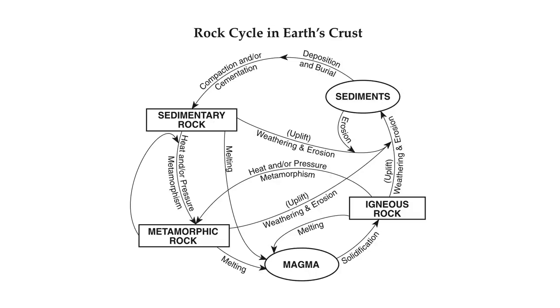Igneous can be weathered and turn into sediments, which can become sedimentary rock. Igneous could also be exposed to heat and pressure, turning it metamorphic. Igneous could even melt and form a new igneous rock. And so that's how the rock cycle works. Rocks have been continuously changing from one type to another throughout the history of the Earth.